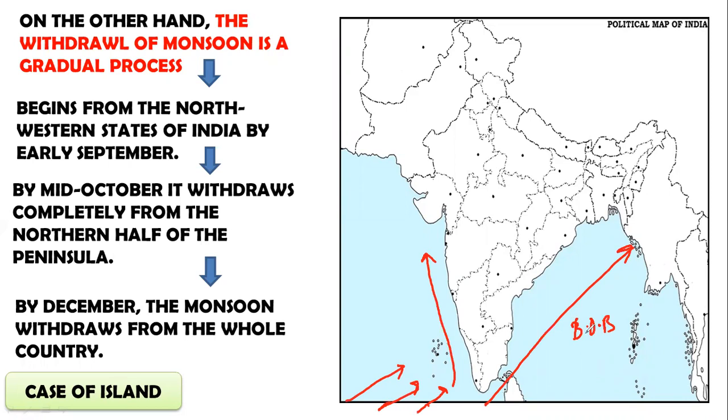Now the Arabian Sea branch causes rainfall along the entire western coast. It moves towards Saurashtra, that is Gujarat, and it further deflects towards the interior of India. Why? Because low pressure has been created in the interior of India.